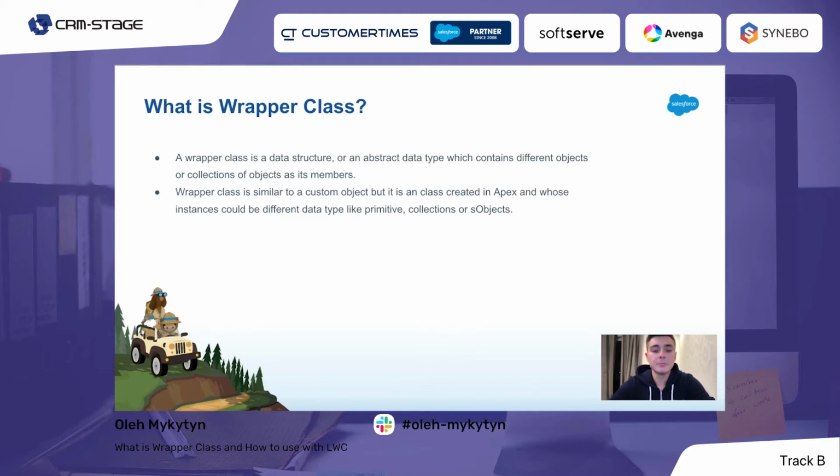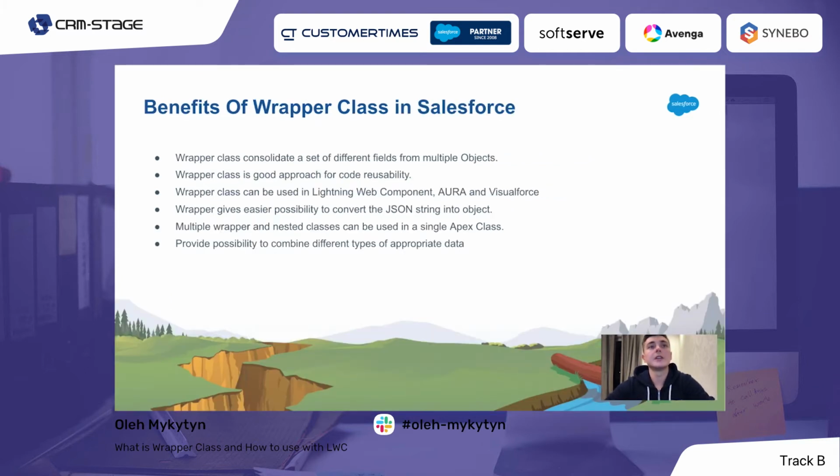So let's see what benefits of wrapper class we have and why we need it quite often. A wrapper class can consolidate a set of different fields from multiple objects. Let's imagine that sometimes we need some grouped data from different objects, different places, and we need to iterate through it and show it in a list, for example. Here it will be very handy to use a wrapper class because there you can define what data and how you would like to group inside. We will see this in our examples later on.